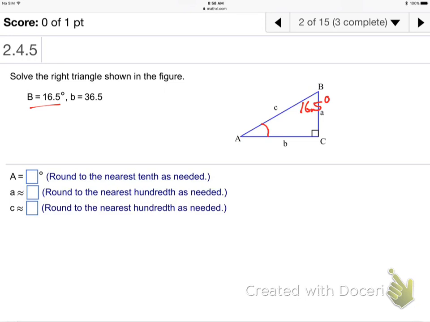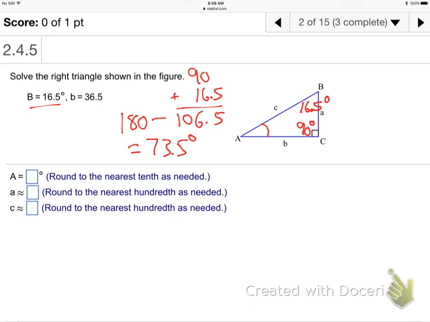We know all three angles total 180 in a triangle, right? So this one's already 90. So if I take 90 and 16.5 and I add them up, what's that going to be? 106.5. And then I subtract from 180. I get 73.5 degrees. So angle A right there is 73.5 degrees.